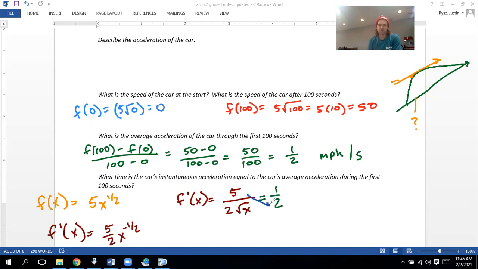So now we just cross multiply to solve this. We get 2 radical x is equal to 5 times 2, which is 10. We divide that by 2 and get radical x is equal to 5. We can square both sides, so x equals 25. So at 25 seconds, our acceleration is instantaneously 1/2 mile per hour per second. But after that, we slow down. We're not increasing as much, and everything before the first 25 seconds is faster than the average, which makes sense.